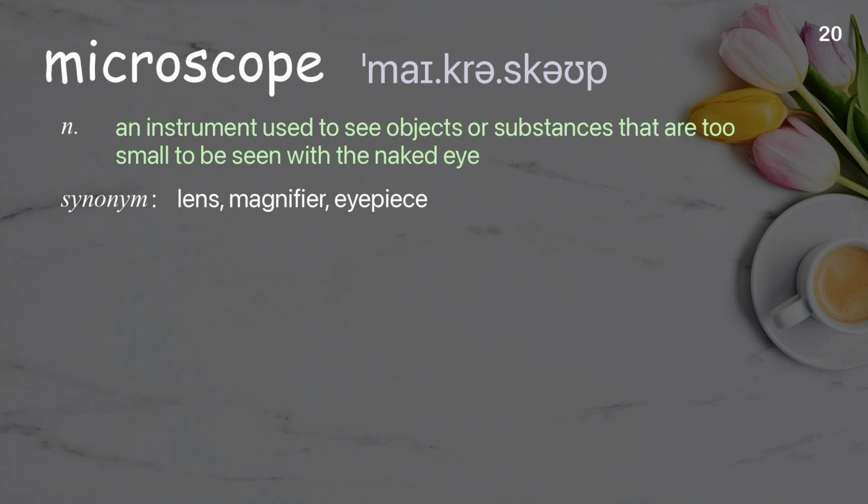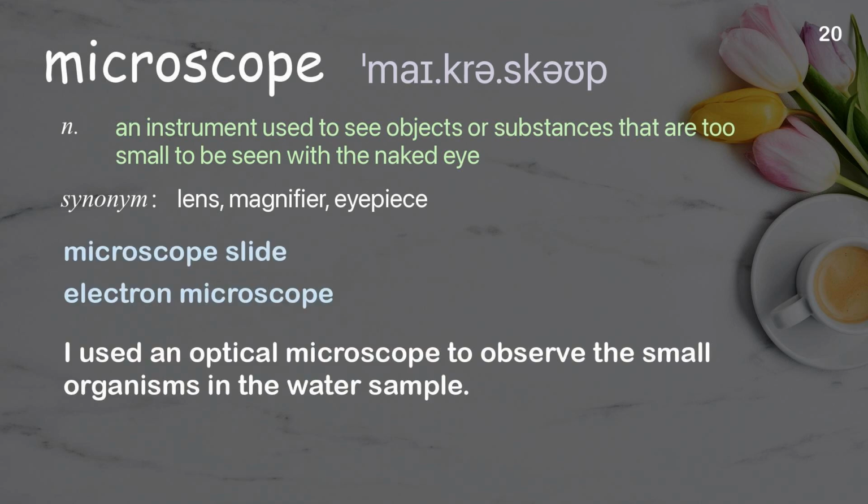Microscope. An instrument used to see objects or substances that are too small to be seen with the naked eye. Examples: Microscope slide. Electron microscope. I used an optical microscope to observe the small organisms in the water sample.